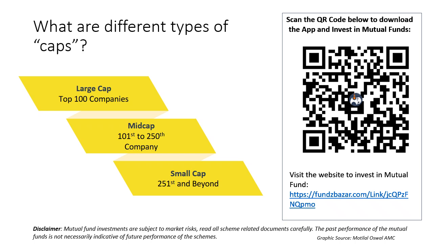So what are these different types of caps? You keep hearing these terms: large cap, mid cap, small cap. So let us understand what these caps are, right? So according to SEBI definition, large caps are the top 100 companies by market capitalization. Mid caps are the 101st to 250th company in terms of market capitalization, and small caps are 251st ranked and beyond. So what is market capitalization?